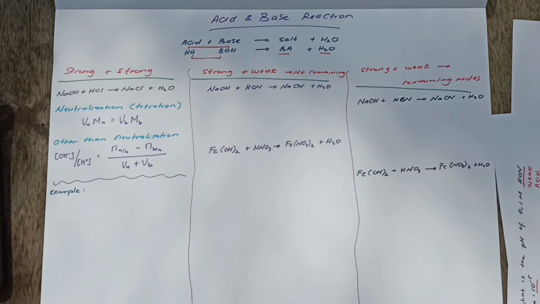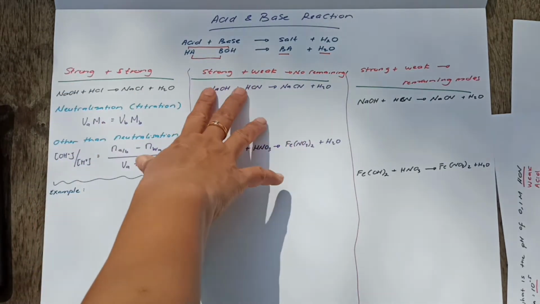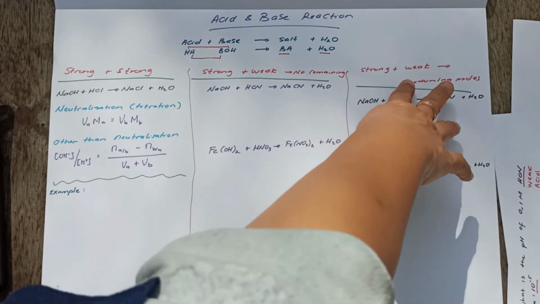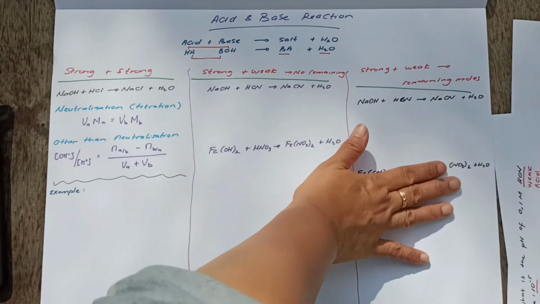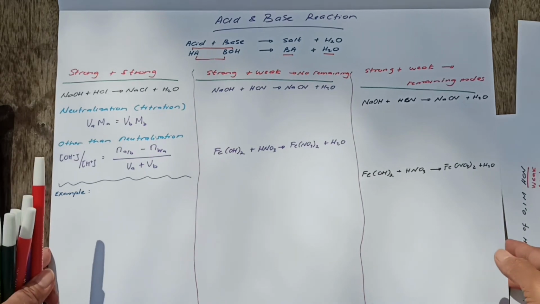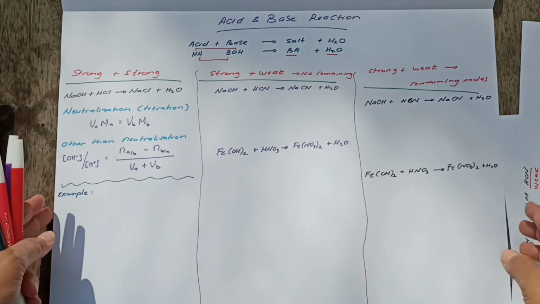Now, if you have this kind of equation, you need to analyze whether they are strong acid and strong base, or strong acid and weak base, or the other way around, but this one has no remaining moles while this one has remaining moles. Now we will move forward with it later. We're going to focus first on the strong and strong.